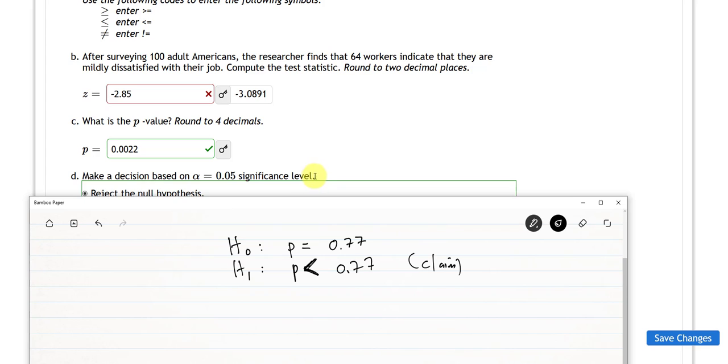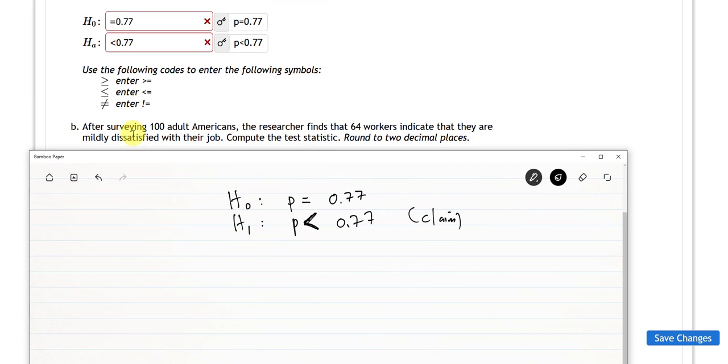And then the next question. After surveying 100 adult Americans, okay, that is the sample size 100, the researchers find that 64, that is the number of the subjects that indicate that they are mildly dissatisfied with their job. So x is 64. Now compute the test statistic, which is the z statistic in this case.